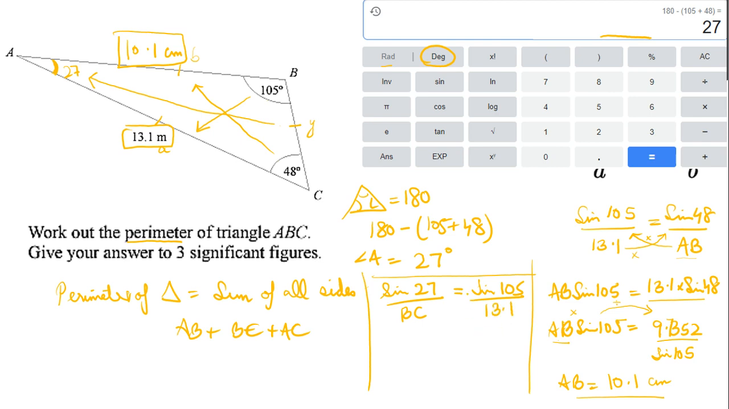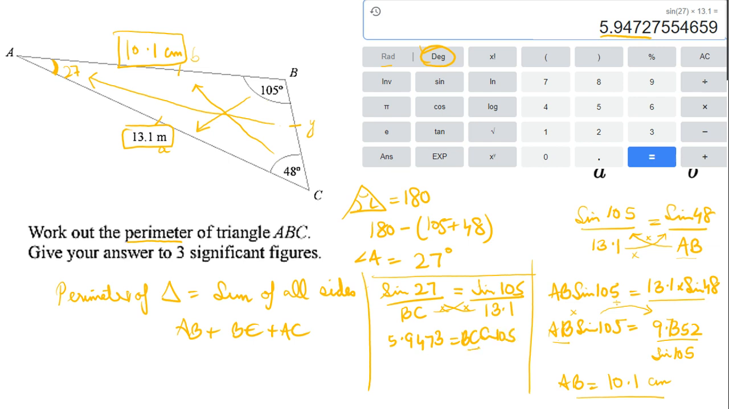Again, considering the fact that we have to get rid of the denominators and make them a single equation, BC goes there, turns into multiplication, 13.1 goes there, turns into multiplication, and I'll be doing sine 27 times 13.1 first. Make sure your calculator is set on degrees, and then sine 27 times 13.1 gives me something like 5.947. So if I write that down, 5.9473 equals BC sine 105.